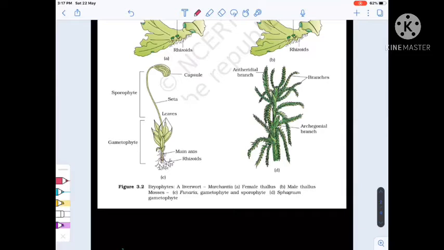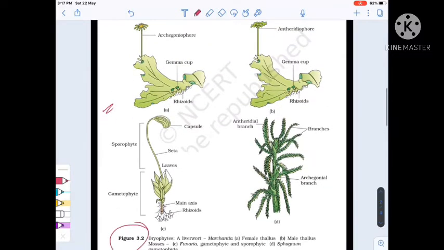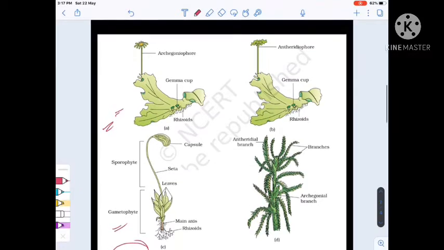In the next diagram, figure 3.2, these are examples of Bryophyta. These are the liverwort and these two are the mosses. In liverwort, this is the example of Marchantia. This is the female Marchantia and this is the male Marchantia.